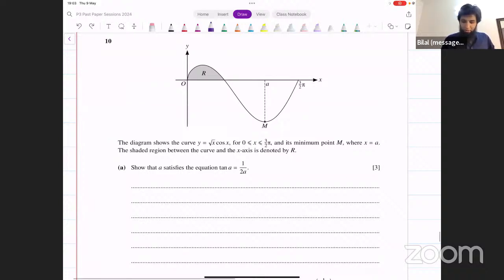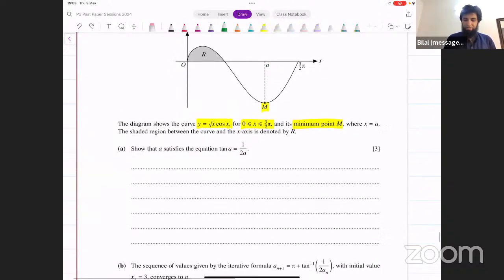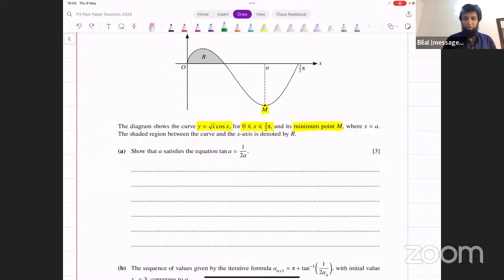Okay, so you've got the curve. Interval is from 0 to 3 pi over 2. Minimum point is M. You can see that in the diagram as well. X is a. M is when x is a. Show that a satisfies this equation: tan a equals 1 over 2a.